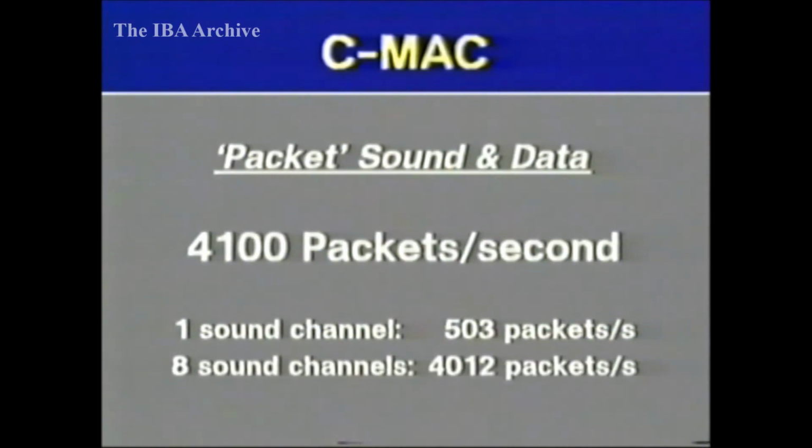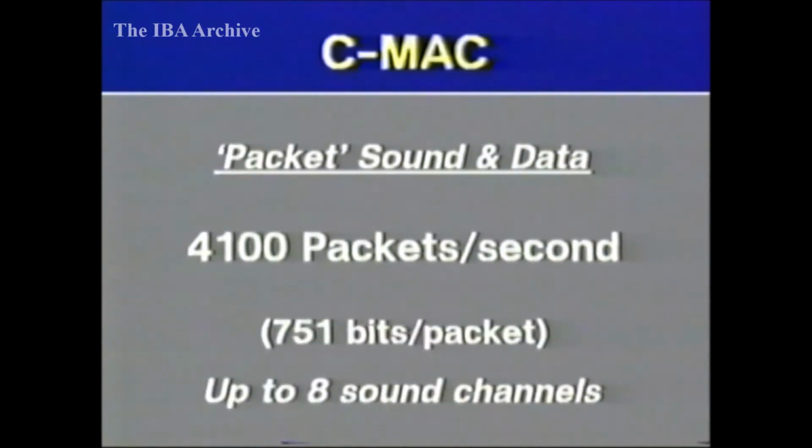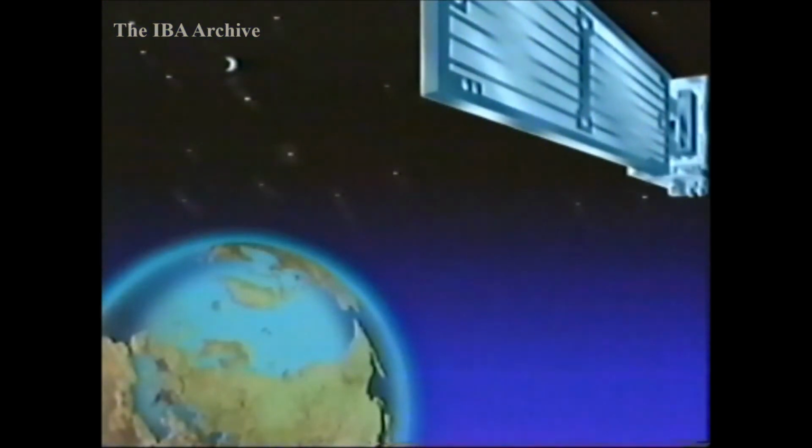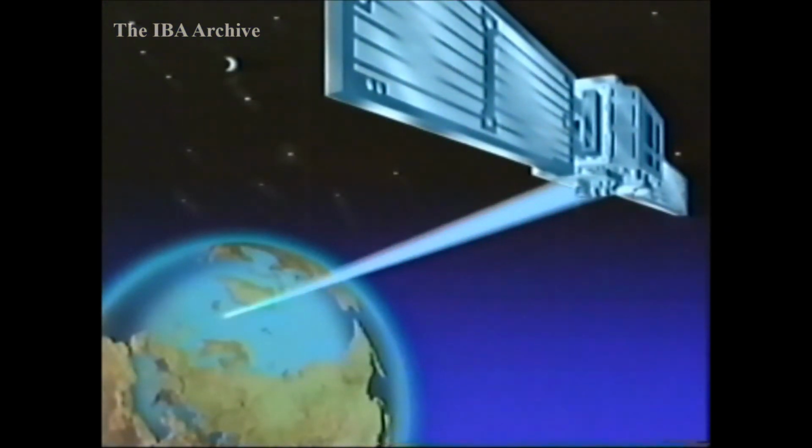4 stereo sound channels take up 4,012 packets per second, leaving a residual capacity of some 88 packets per second, which could carry other useful data. If it sounds complicated, well, it is. But at least the packet sound system is now a European standard and is expected to be used by all countries for DBS. In fact, CMAC packets is more than just an improved quality television service with multiple sound channels.